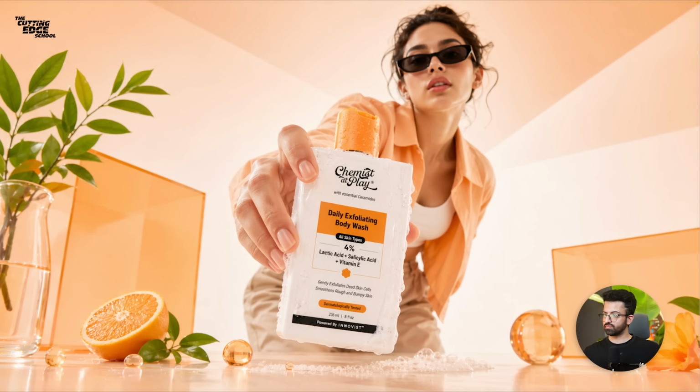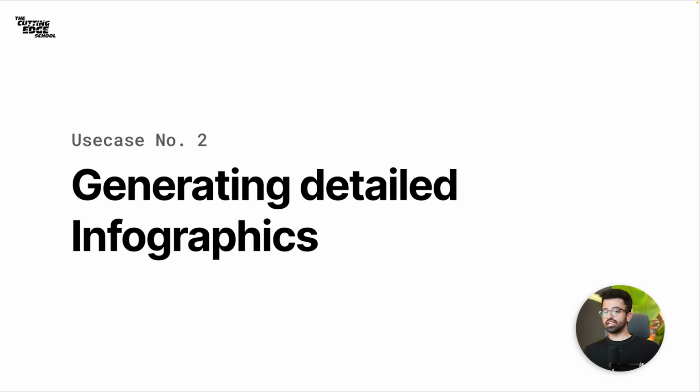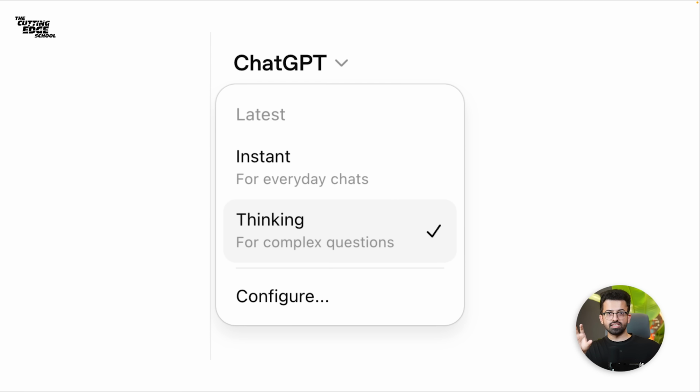Now use case number 2 is generating detailed infographics. Initially in GPT 1.5, generating these kinds of infographics was very difficult because it didn't have a lot of context. It would give you the output, but the output would not be accurate. To generate these, you need to follow certain steps first. You need to go to ChatGPT and then instead of instant, you need to click on thinking. I'll show you where the actual setting is.